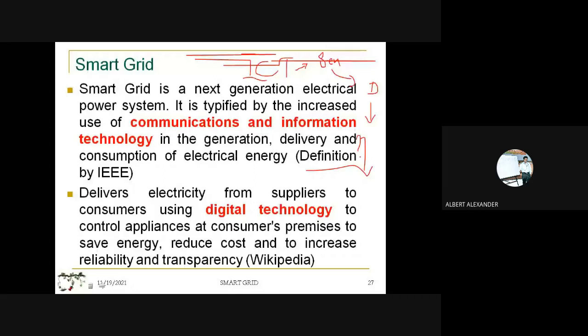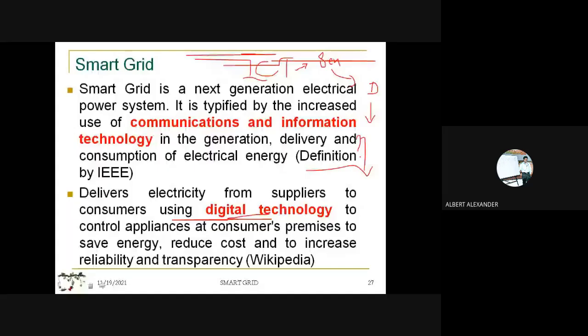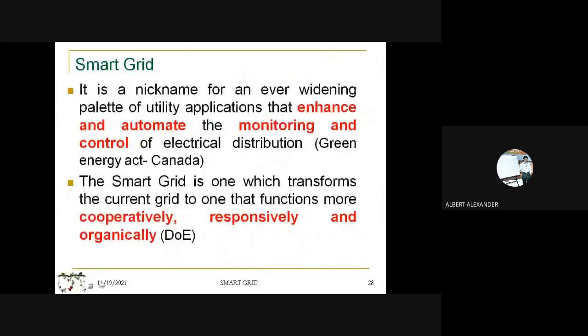In Wikipedia, we can see that the smart grid is defined as using digital technology to reduce the cost and also to increase the reliability of the power. Then, based upon the Green Energy Act of Canada, they give the definition of the smart grid as monitoring and control.